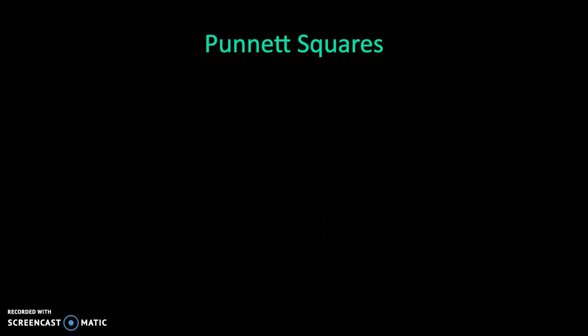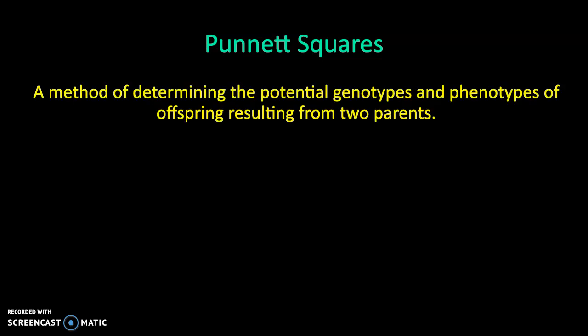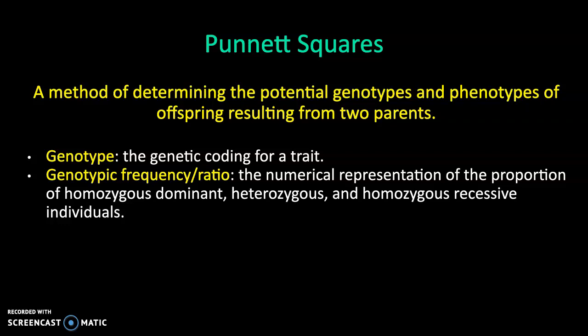So first, let's define what a Punnett square is. This is a method of determining the potential genotypes and phenotypes of offspring resulting from two parents. Just as a refresher, the genotype is the genetic coding for the trait. We are also going to be learning how to calculate a genotypic frequency or ratio, and this is the numerical representation of the proportion of homozygous dominant individuals, heterozygous individuals, and homozygous recessive individuals.